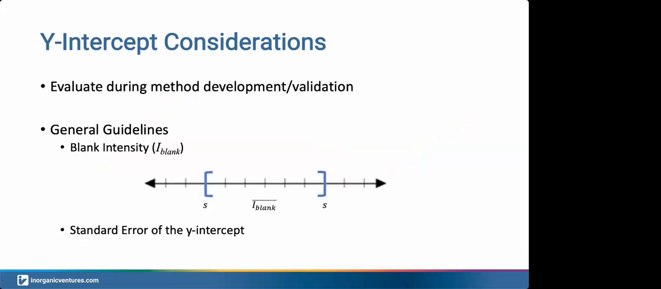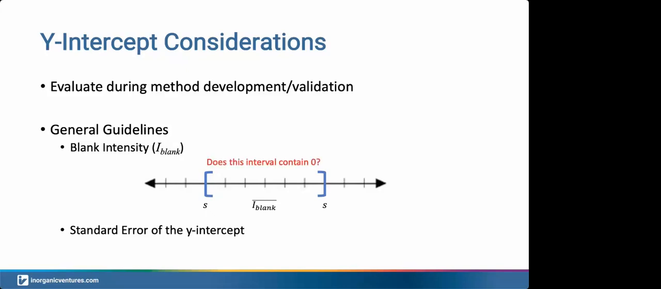Whether or not B equals 0 should be evaluated as part of method development and validation activities. You should not just do this on the fly. You should consider the impacts to the data both ways, with and without, and be able to justify using the approach or not. Here are some guidelines for setting the y-intercept to 0.